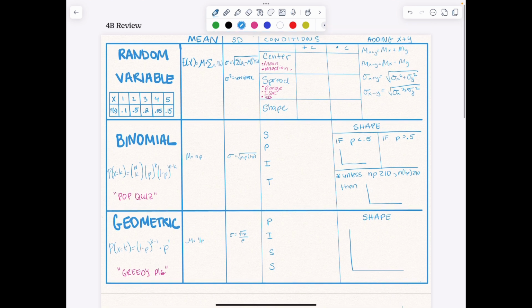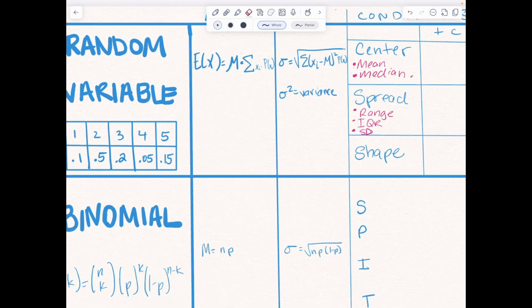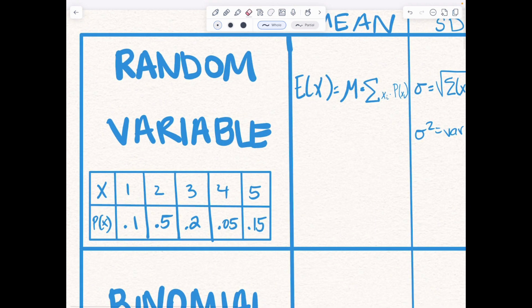So I made you this chart, and the main things on 4B are the three types of probabilities: random variable, binomial, and geometric. So let's go one at a time here. Random variable, you're going to see that when you have some sort of a chart that looks like this. You have an x and you have the probability of each x. Remember that when you add all of these up, the sum is going to be 1.